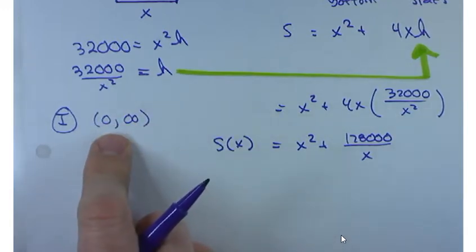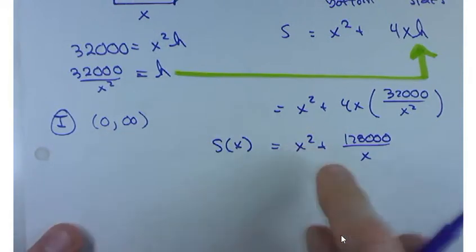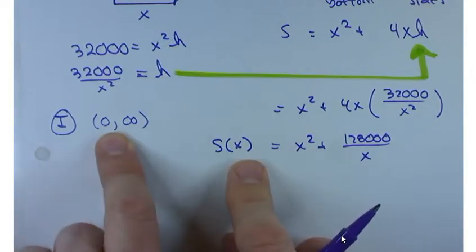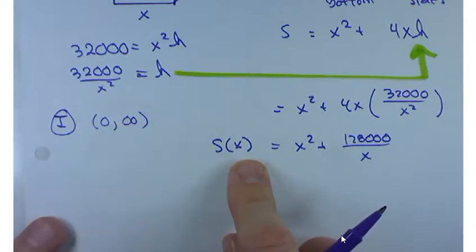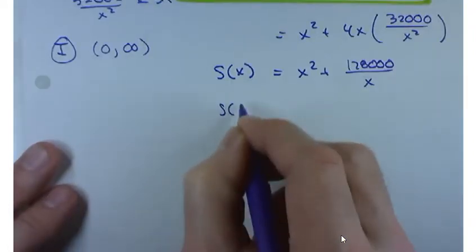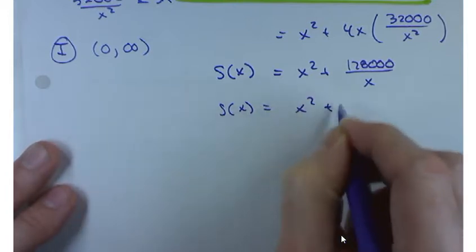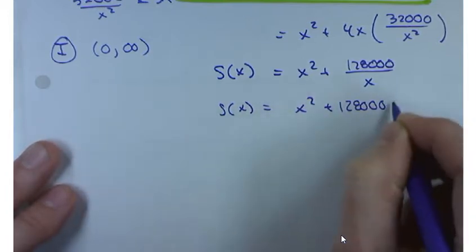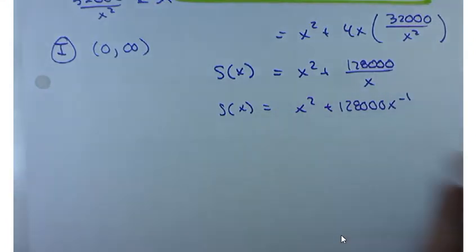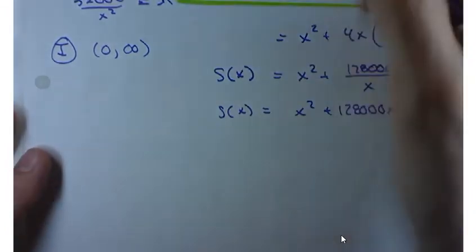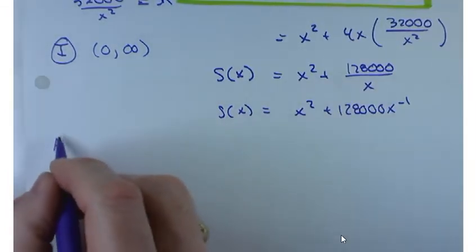So when you're trying to maximize or minimize this, what you want to do is minimize that over the interval 0 to infinity. Now I guess there's one last thing I'll do here. S of x is x squared plus 128,000 x to the negative first power. Why did I do that last step? Quotient rule. Yeah, I didn't want to do the quotient rule at that last step, so it's just easier to do it this way. So picture, function, interval, last step is analysis.